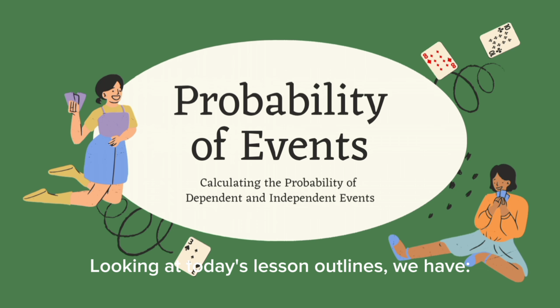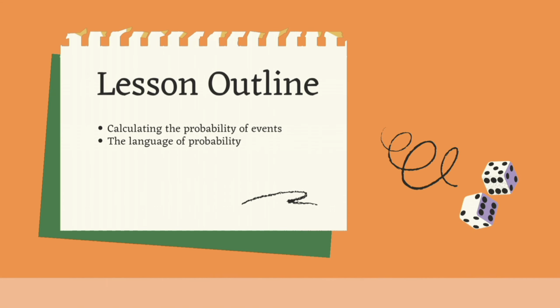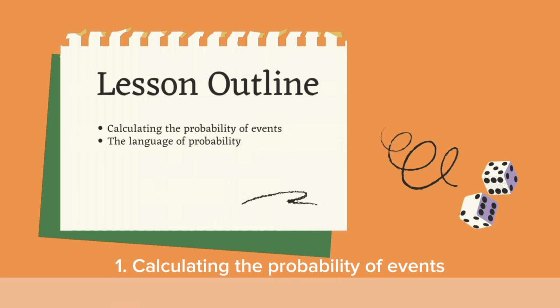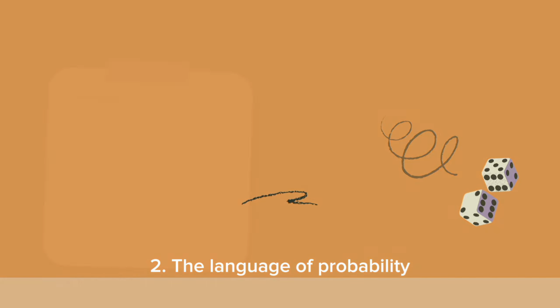Looking at today's lesson outlines, we have 1. Calculating the probability of events. 2. The language of probability.